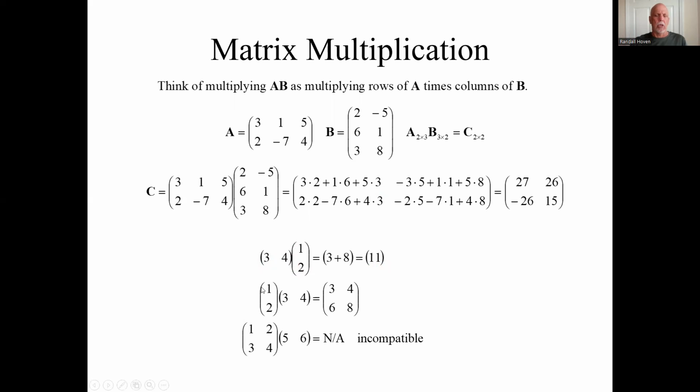Here I have a 2 by 1 and a 1 by 2. So in this case, they're compatible, and I'll get a 2 by 2 matrix. Top left is 1 times 3. Bottom left is 2 times 3. Right, 1 times 4, etc. How about this one? I have a 2 by 2 and a 1 by 2. Uh-oh, the 2 and the 1 don't match. They're not compatible.